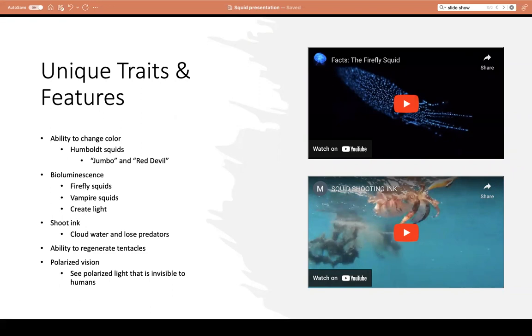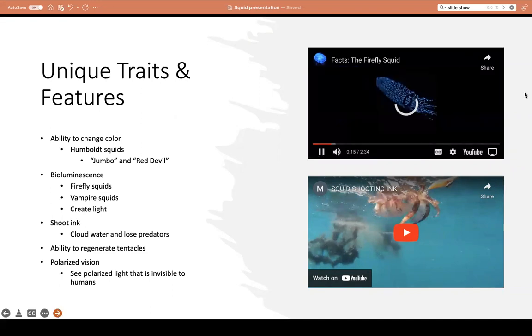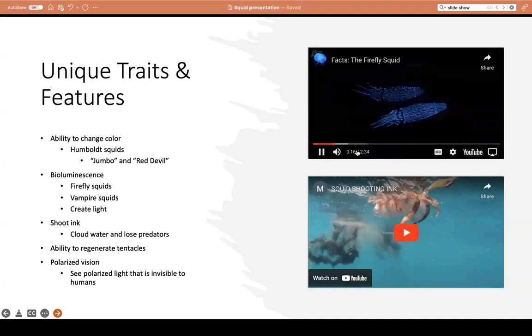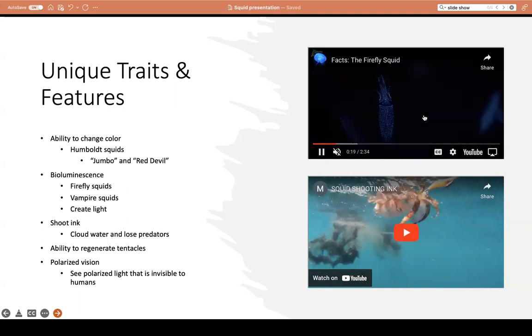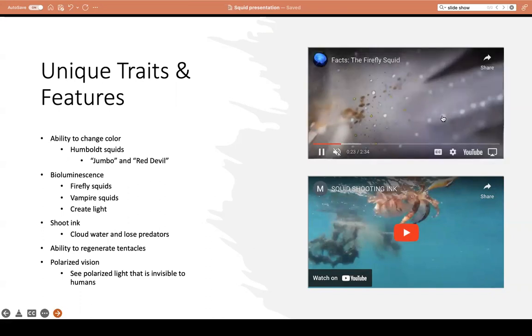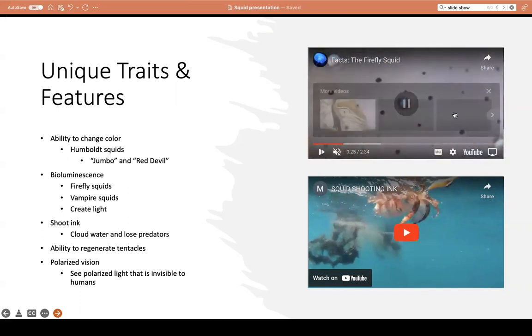They also have polarized vision, and that means that they are able to see polarized light that is invisible to humans. So on the top one, I'm going to play a video about the bioluminescence, and this is going to be the firefly squid. So there we can see the glowing of the squid, and in a minute it's going to show the skin and how they're able to do that.